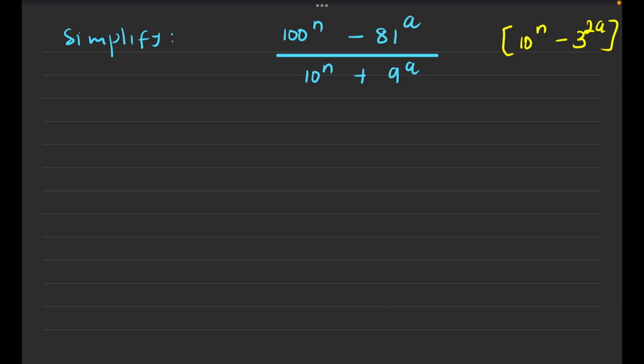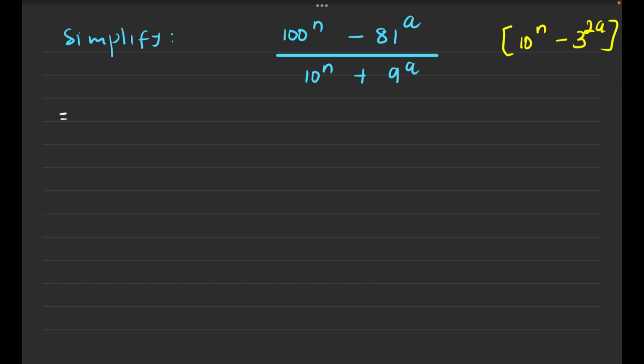Simplify 100 to the power n minus 81 to the power a, all divided by 10 to the power n plus 9 to the power a. I want you guys to do this by yourselves and see if you're going to get 10 to the power n minus 3 to the power 2a.